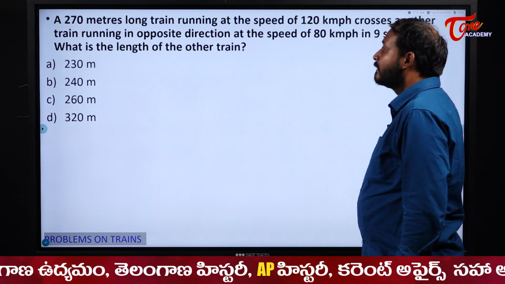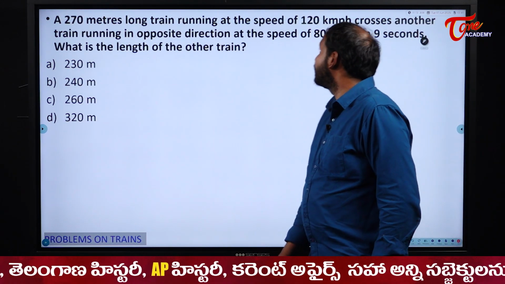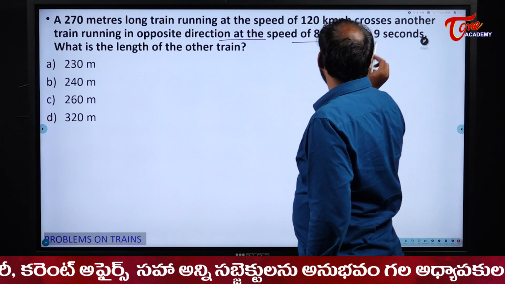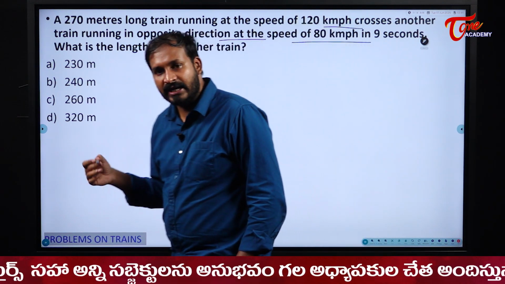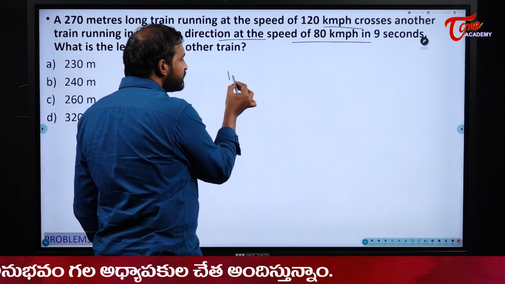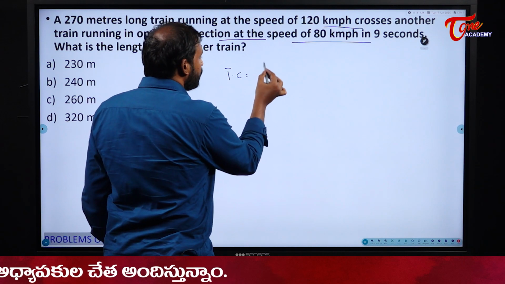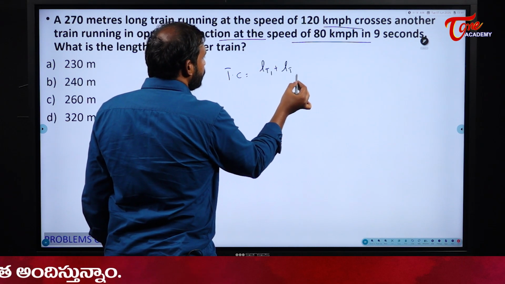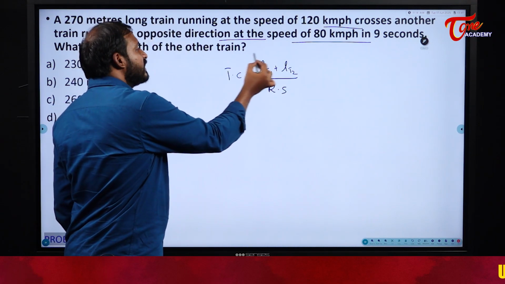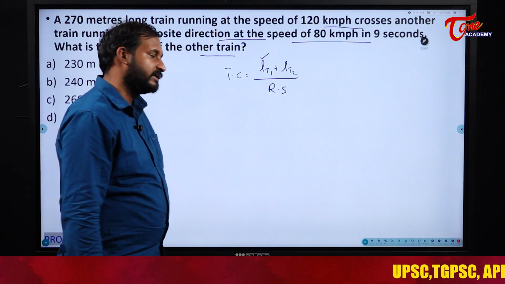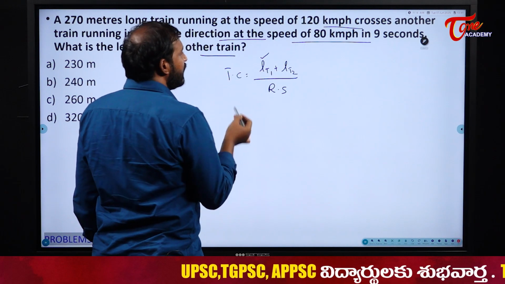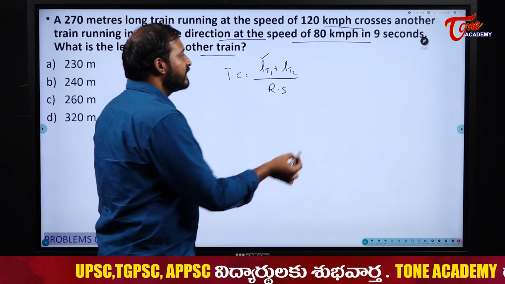Next one. A 270-meter long train running at the speed of 120 kmph crosses another train running in the opposite direction at the speed of 80 kmph in 9 seconds. What is the length of the other train? This is the case of a train with a train, right? So in the case of train and train, what is time taken to cross, students? Length of train 1 plus length of train 2 by relative speed. Here they have given us one train's length, we need to find the other train's length. Let us assume train 1 is given, train 2 we need to find. Time taken to cross was given and the relative speeds are also given. So first we will find the relative speed.